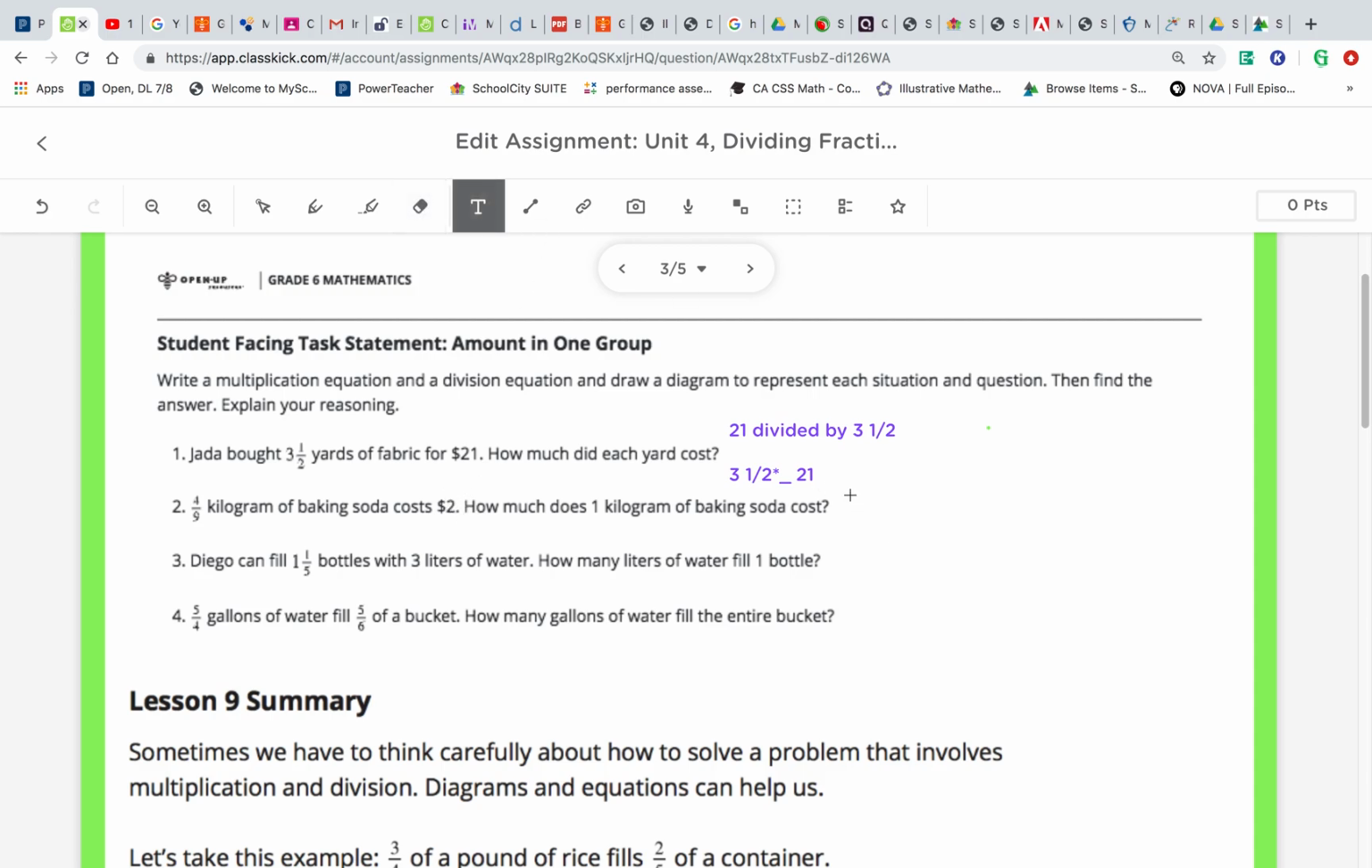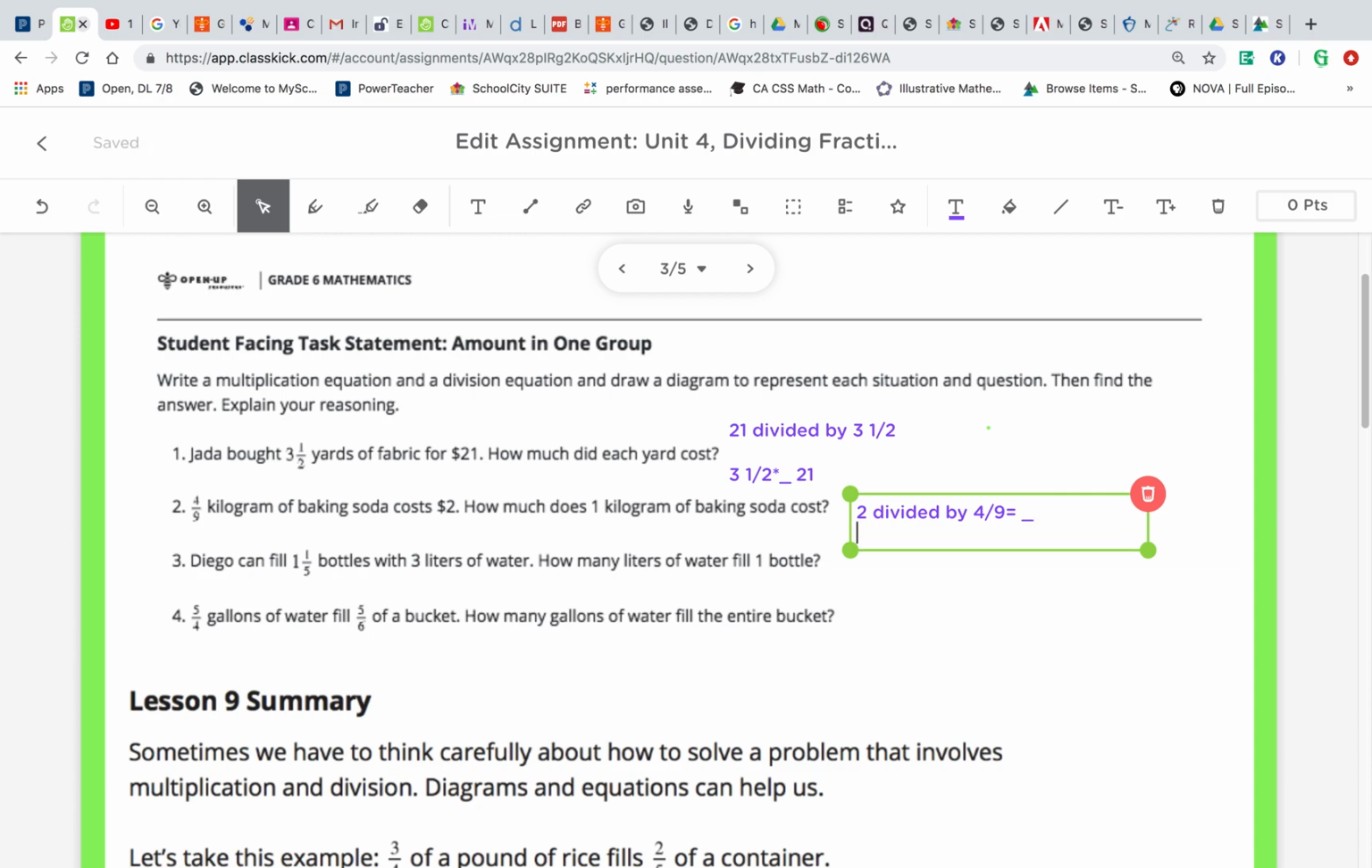So if we write the equation here, hopefully you're seeing now where you can write the division equation maybe a little bit before the multiplication equation. So 2 divided by 4/9, that equals our unknown. I'll put a little blank line here. You can also think about that in terms of the 4/9 being multiplied by some unknown, and that's going to equal 2. All right, so those would be what the equations look like.